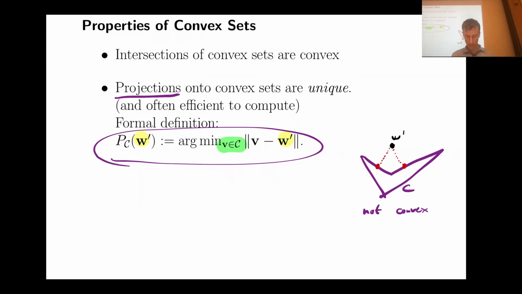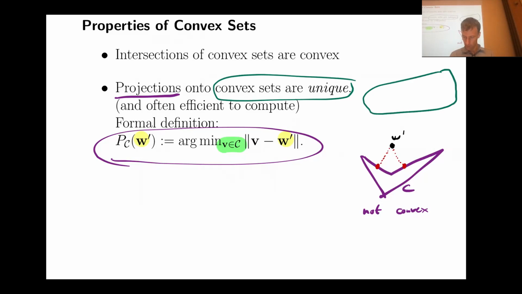However, if you happen to have a convex set, then there's only one closest one. And here is a potato, which is convex. No matter where you start from, there is only a unique closest point.